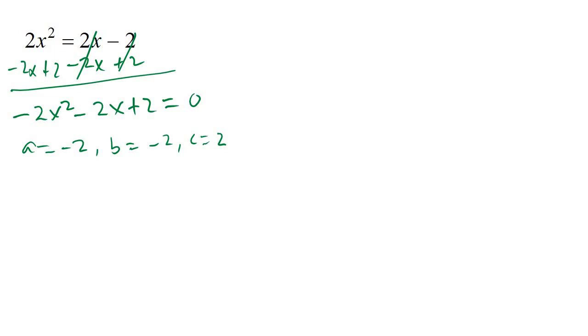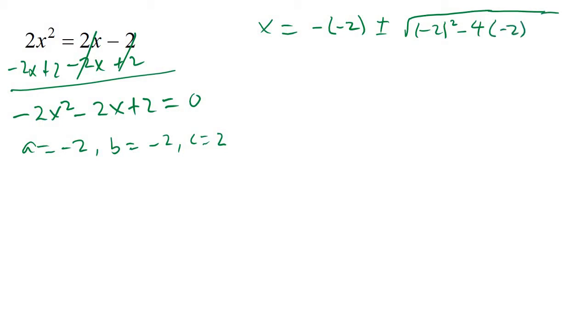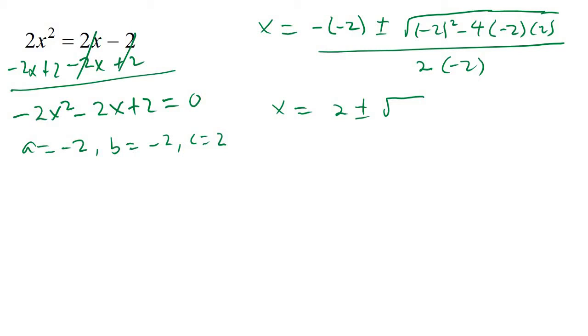We're going to apply the formula. So we start with x equals negative b. So negative negative 2, plus minus the square root of b squared, that's negative 2 squared, minus 4 times a is negative 2, and c is 2, all over 2 times negative 2. So x equals 2 plus minus a single square root is coming up, and then this is negative 4.